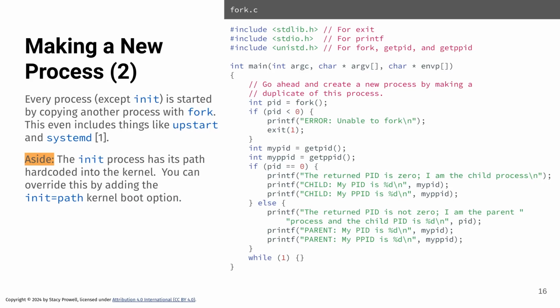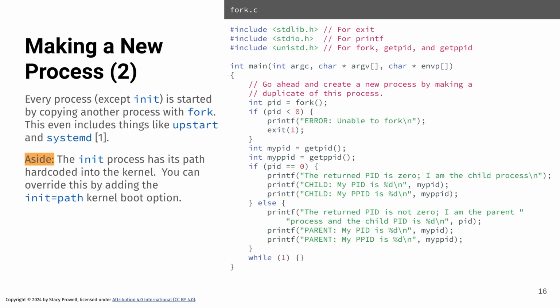Every process, with the exception of init, is started by copying another process with fork. And that can include things like upstart and systemd. On some systems, you may wonder, well, what is init? And you may poke around and you may find that it appears to be a symlink to systemd, but that's a whole thing we don't want to get into. Basically, the kernel has an init option that will specify what it wants to start. If you don't specify it, it has a list of things to try, eventually dropping down to something like bin sh if it can't get anything else to run.